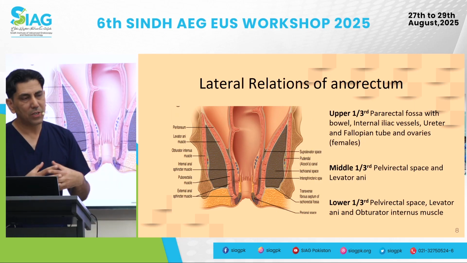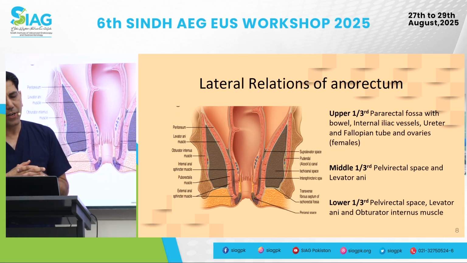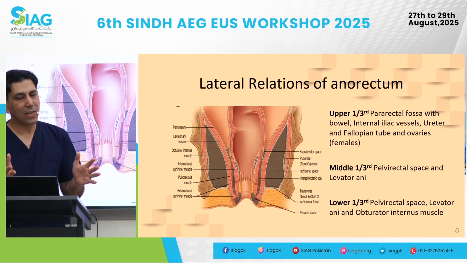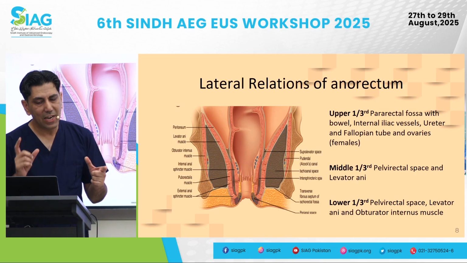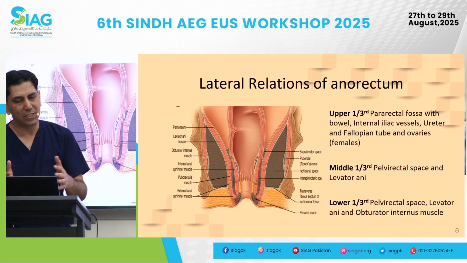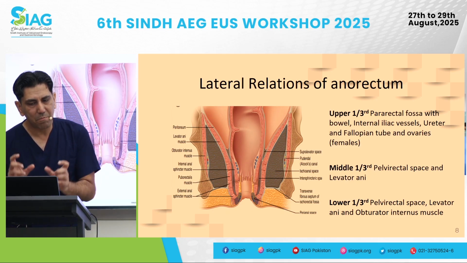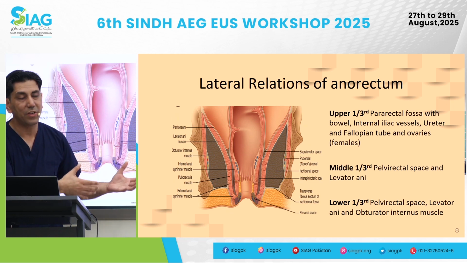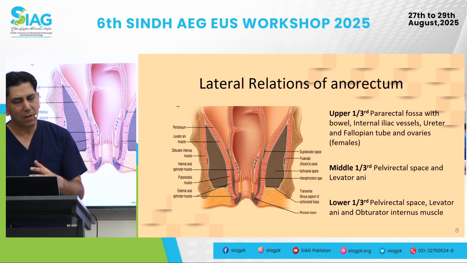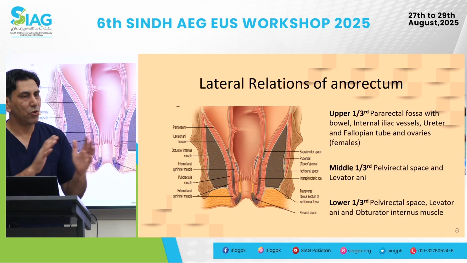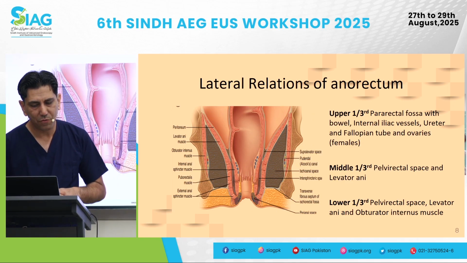The other thing you can do, especially in ultrasound, is divide it into upper, middle, and lower third, especially when you're trying to assess the relationships laterally to the anorectum. In the upper third you'll have the pararectal fossa with bowel, internal iliac vessels, and the uterus, fallopian tubes and ovaries in females. And in the middle third is the pelvic rectal space and levator ani, which is going to be the same whether it's a male or a female patient.